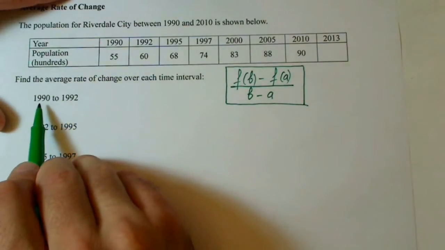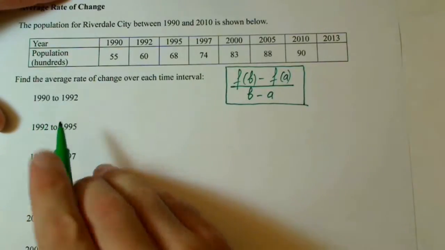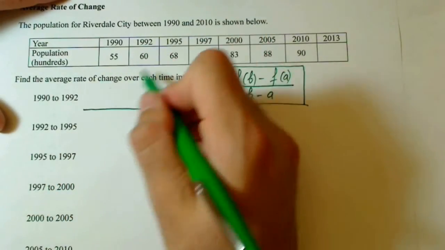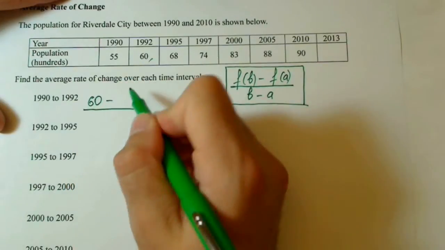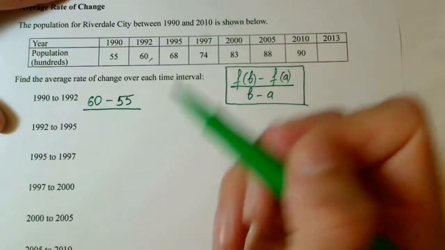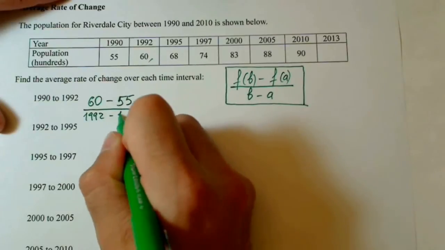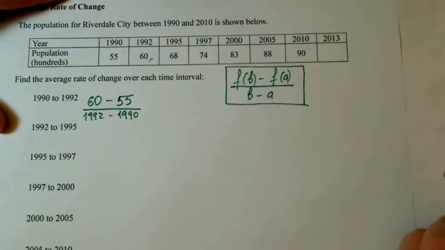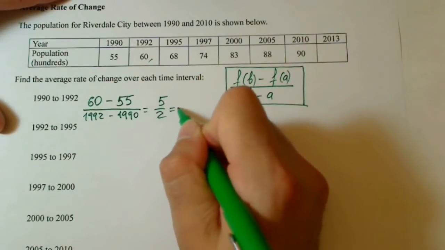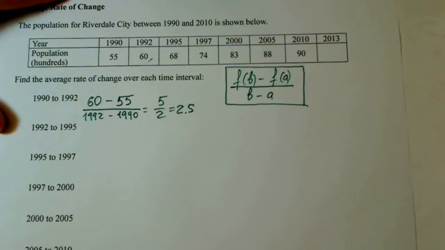We have to find the first one, the average rate of change between 1990 and 1992. We have change in output, which in 1992 is 60, minus in 1990 is 55, over change in input, which is 1992 minus 1990. And what we have is 5 over 2, or 2.5. Now 2.5, what is this?